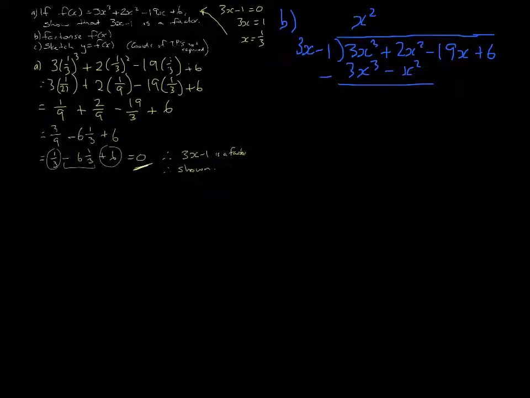3x cubed, take 3x cubed is 0. 2x squared, take away negative x squared is a plus, so that becomes a 3x squared. Bring down the 19. We can bring down the 6 now, whatever, it doesn't matter. So next we go 3x squared divided by the 3x at the front will leave us with x. Multiply that by what's out the front, so x times 3x is 3x squared.